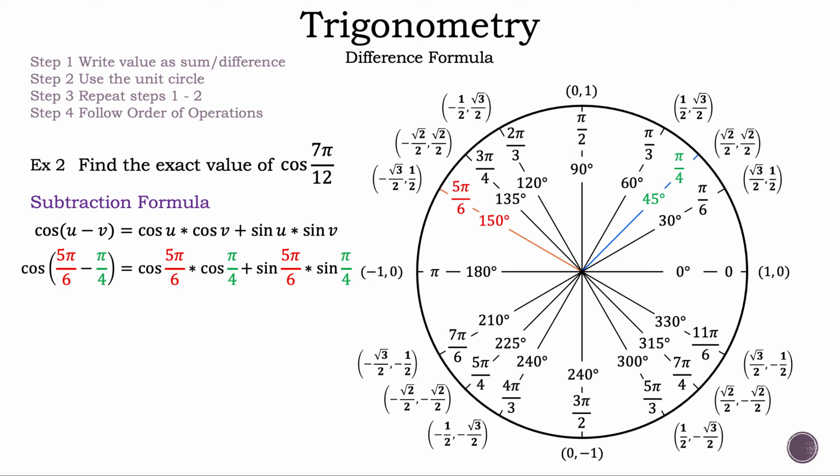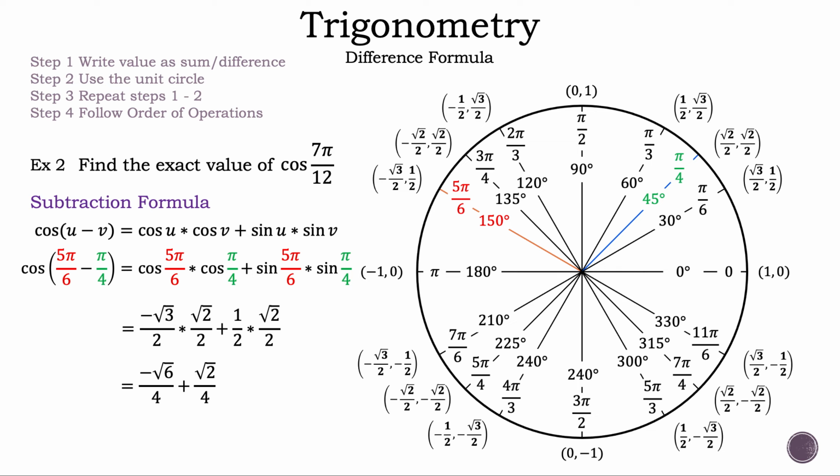So what do we substitute for cosine 5 pi over 6? That's right, negative square root of 3 over 2. So what do we substitute for cosine pi over 4? That's right, square root of 2 over 2. So what do we substitute for sine 5 pi over 6? That's right, 1/2. So what do we substitute for sine pi over 4? That's right, square root of 2 over 2.